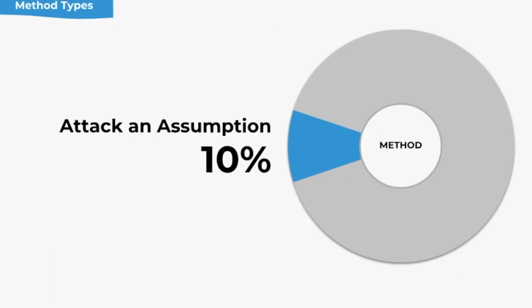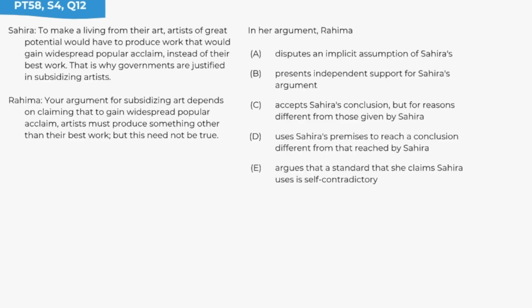So attacking an assumption is a pretty common type on method questions. Be on the lookout for arguments where the second person responds or challenges the first person by noticing an assumption of the first person's argument and then directly challenging it. If they talk about an implicit assumption, that's something that wasn't stated. If they talk about an explicit premise, then they're attacking something that was stated. Both of those are valid methods. You can attack an explicit premise. You can attack an assumption. So what we're looking for in the answer choices is that Rahima responds by attacking an assumption. Answer choice A says disputes an implicit assumption of Sahira's.